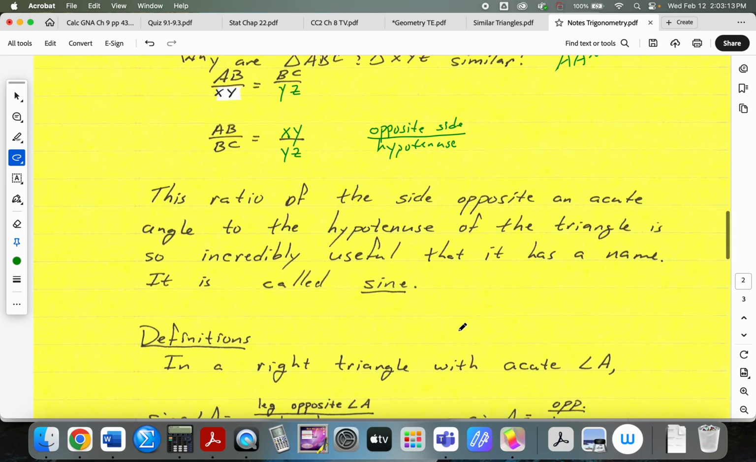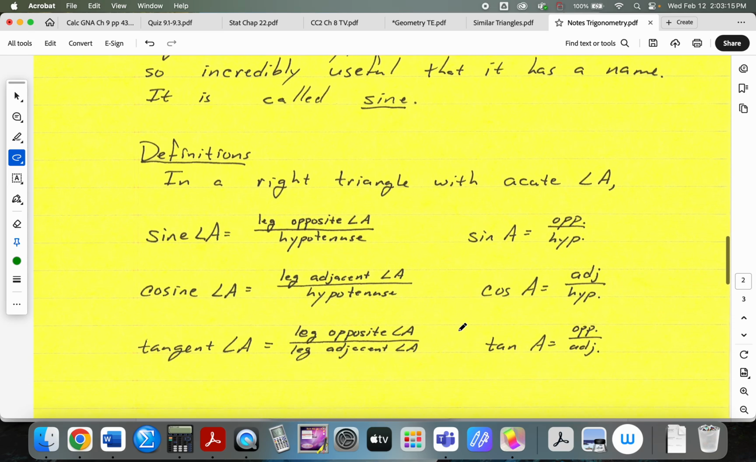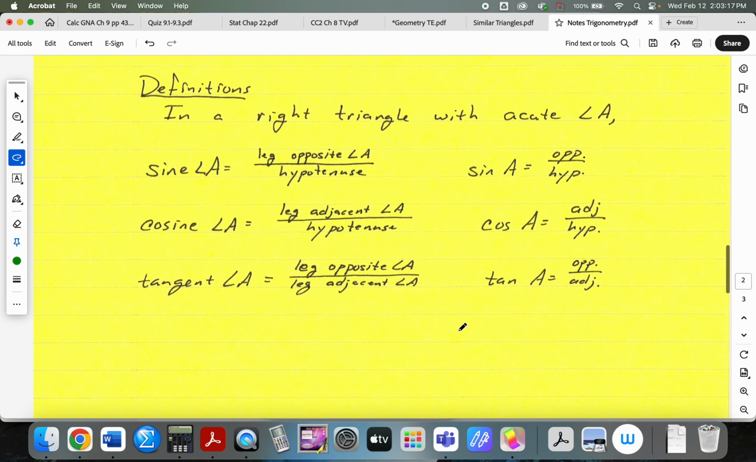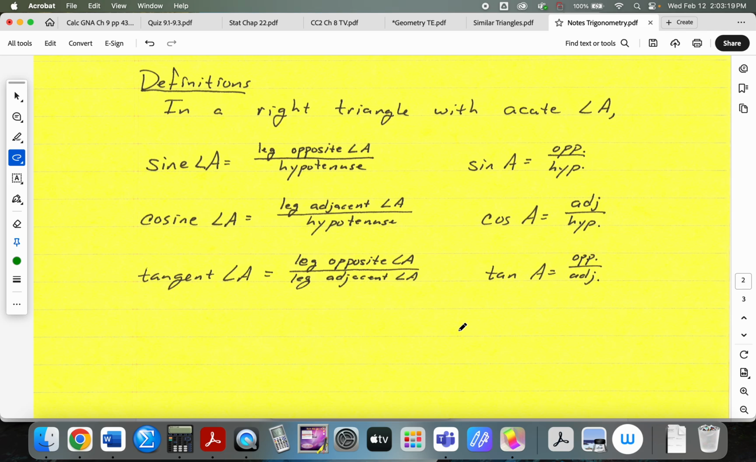So here are some definitions that you need to memorize. I don't ask you to memorize a ton of stuff. Most of the time I'm like, you just need to understand it. But here, if you do not memorize these, you will fail the test. There's just no two ways about it. So, in a right triangle, it must be a right triangle. If it's not a right triangle, you can't use any of this.